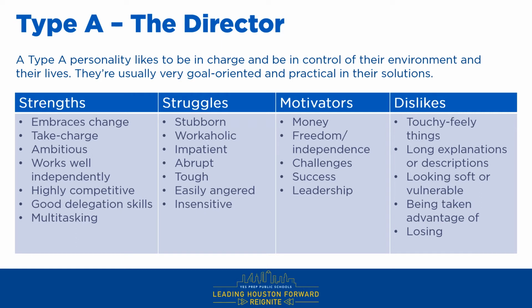What motivates a type A person? This can be things like money, freedom or independence, being able to overcome challenges, having success, and being a leader. Things that a type A person might dislike: touchy-feely things, long explanations or descriptions, looking soft or vulnerable, being taken advantage of, or losing. As you take a look at the type A personality, does any of this stand out to you? Next, let's take a look at the type B personality.